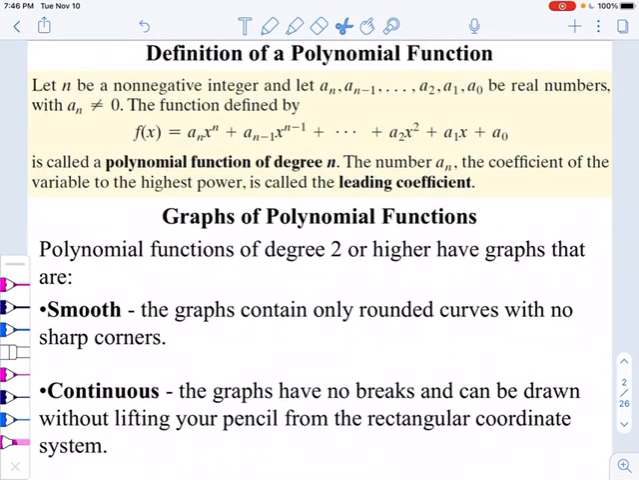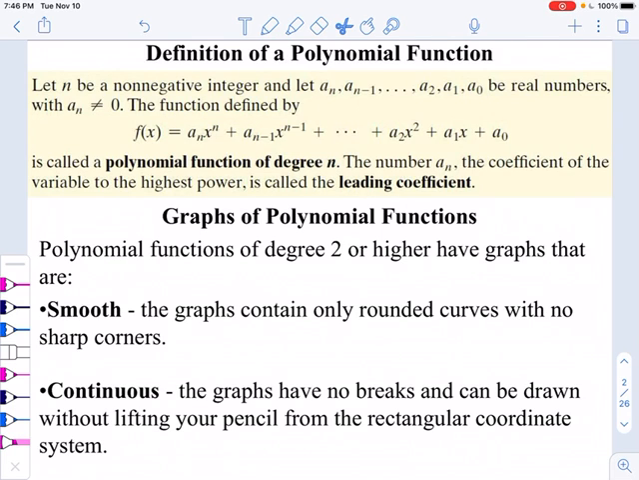It says let n be a non-negative integer and let a sub n minus 1, all the way down to a sub 2, a1, a0 be real numbers with a sub n not equal to 0. Otherwise, if that leading coefficient was a 0, then that wouldn't be the highest power that you have. We kind of looked at this a little bit already.